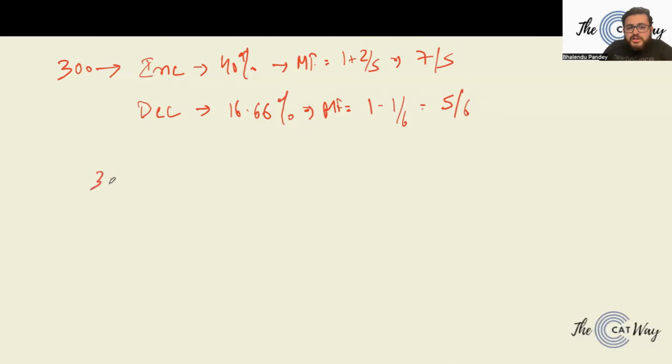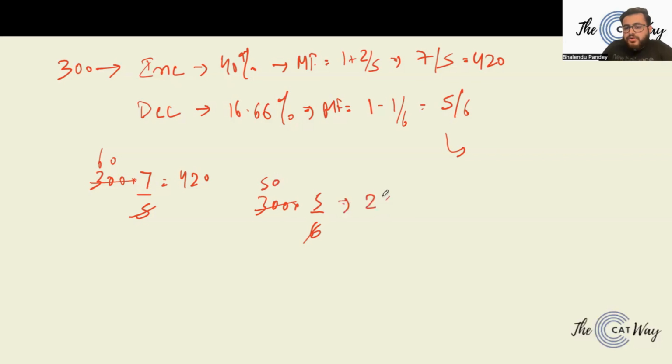तो values क्या होंगी? 300 multiplied by 7 by 5. 60 into 7 420. यहाँ पे फाइनल वैल्यू हो जाएगी 420. यहाँ पे फाइनल वैल्यू हो जाएगी तुम्हारी 300 multiplied by 5 by 6. This goes off, right? This goes off. 6 के टेबल में it goes 50 times. 50 into 5, 250 is your final answer in this case.